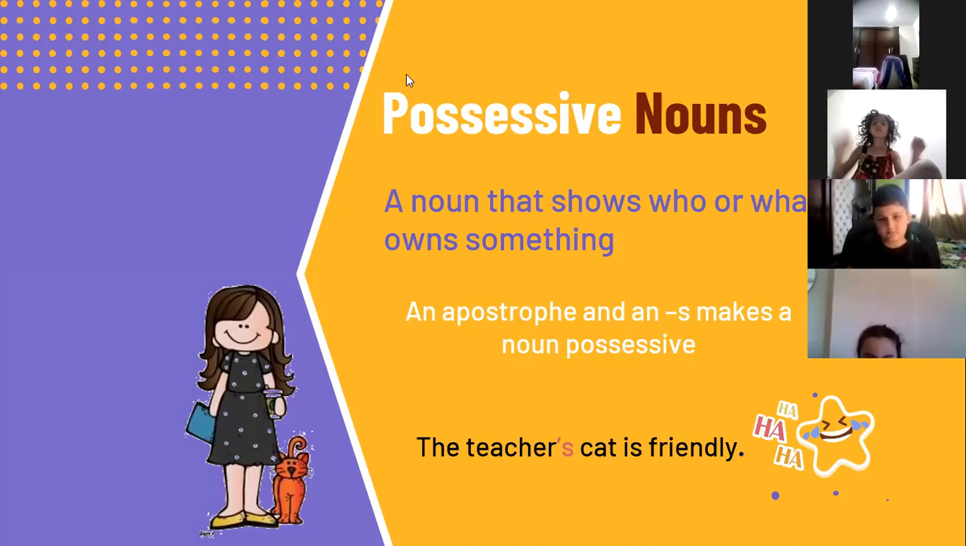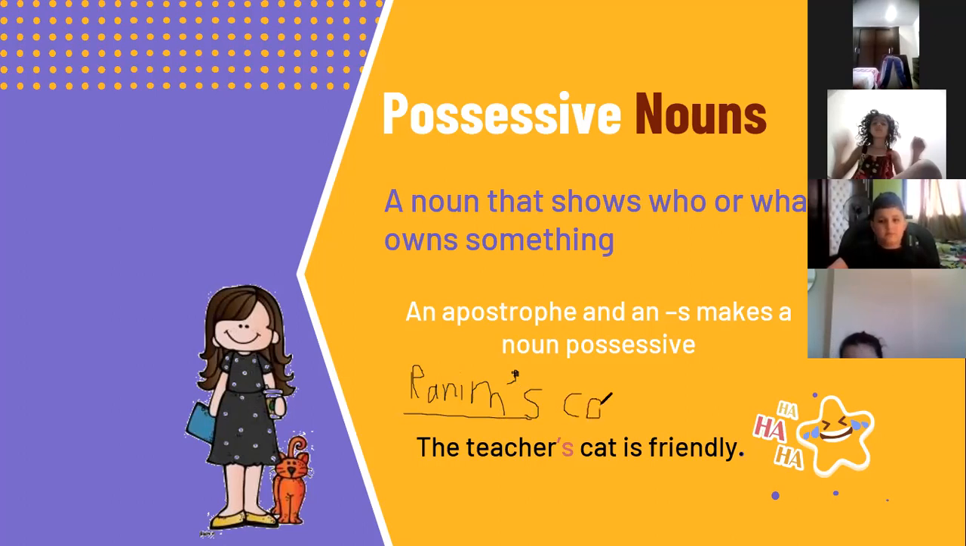For example, let's say Ranim has a cat, okay? So Ranim owns a cat. She owns a cat. So I will write her name. This is a noun. Ranim is a noun, right? It's a person. Ranim, apostrophe. This is the apostrophe. It's like a comma, but it comes up. Ranim's. So here, Ranim's is a possessive noun. Ranim's cat. Why? Because Ranim owns the cat. When we add the apostrophe and an S, this is how we have a possessive noun.